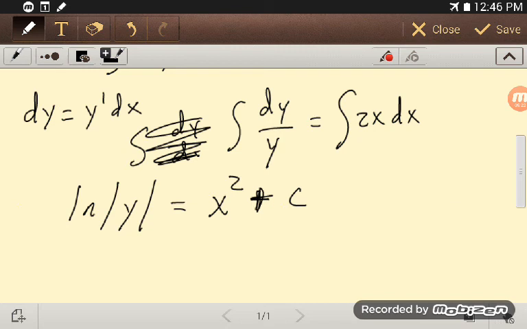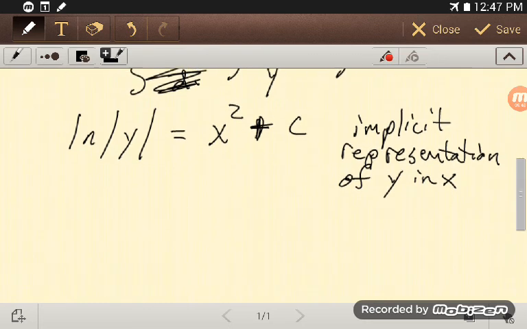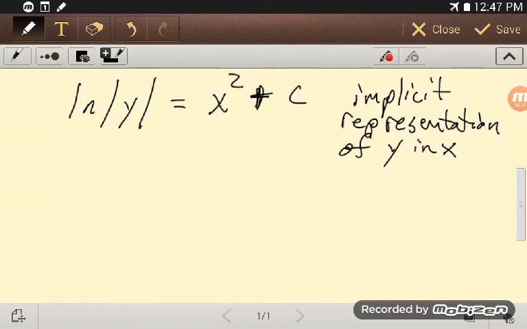We have, at least in this case, an implicit representation of y in x. It's implicit because we haven't explicitly solved for y. Now we can do that. We can exponentiate both sides, and if we exponentiate the left side, we just get the absolute value of y, and if we exponentiate the right side, we get e to the x squared plus c.